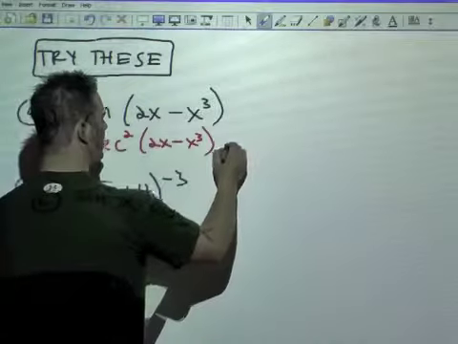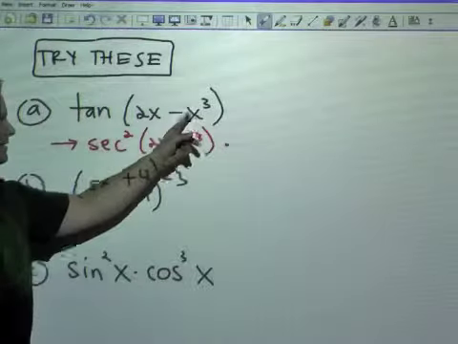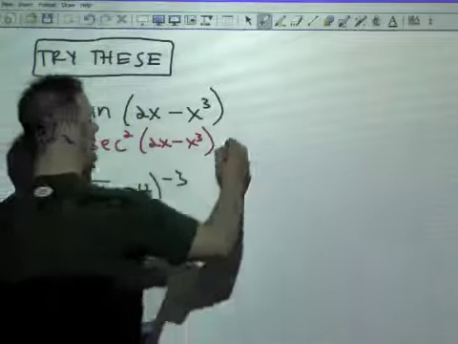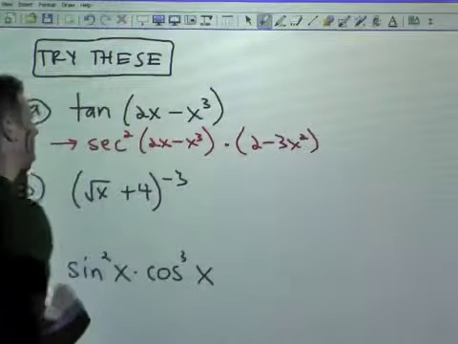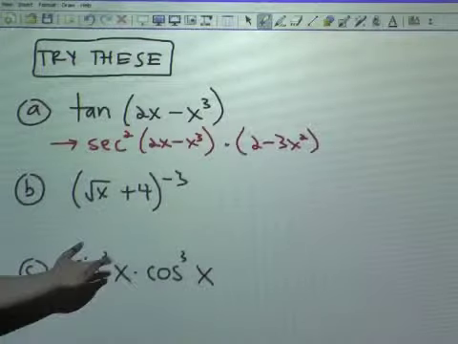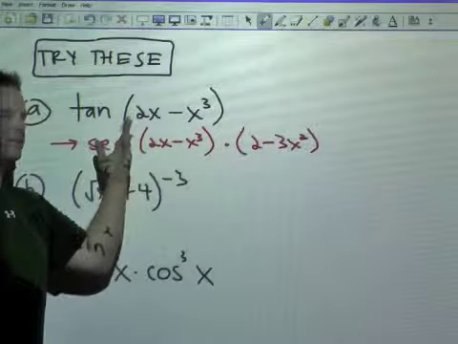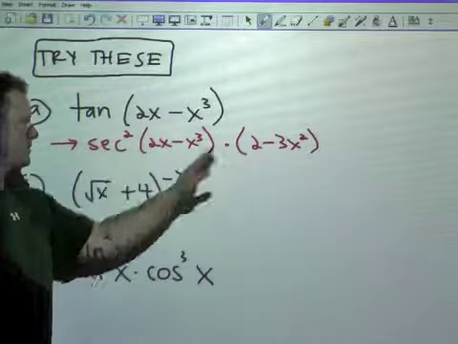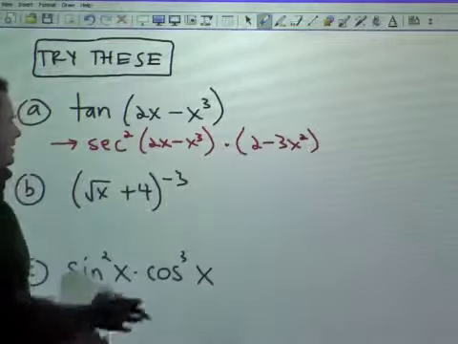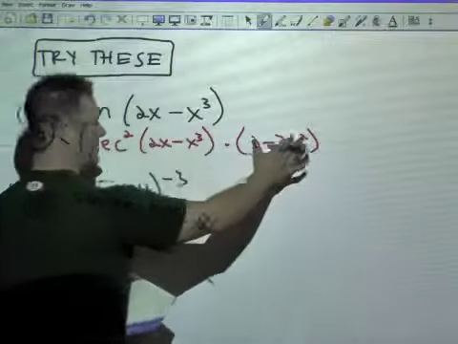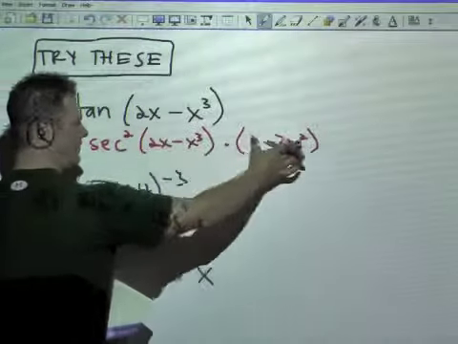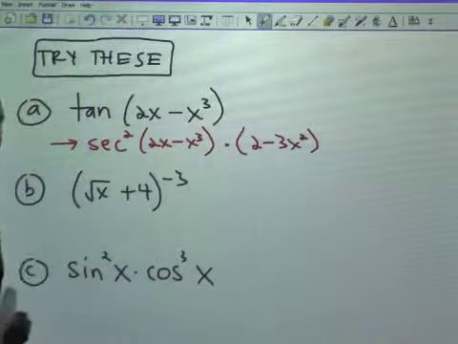But then we have to multiply by the derivative of the inside. The derivative of the inside is 2 minus 3x squared. Okay. And to finish up, I would probably write this out in front, but it's not that big of a deal. So there's not really anything else you can simplify, because this stuff all goes together. It's secant squared of all this, answer times this, and you can't combine these parentheses in any way.